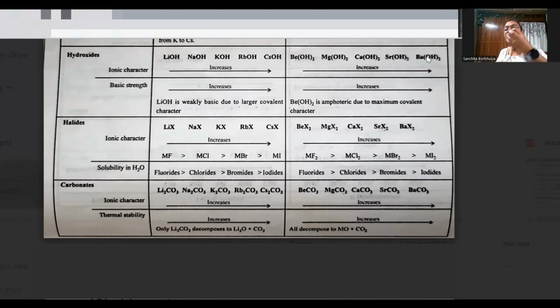When an element is small in size, it tends to develop covalent characteristics rather than ionic characteristics, and a lot of Fajan's rule is being applied here. Same with beryllium hydroxide, it is amphoteric due to the small size, forms much more covalent.